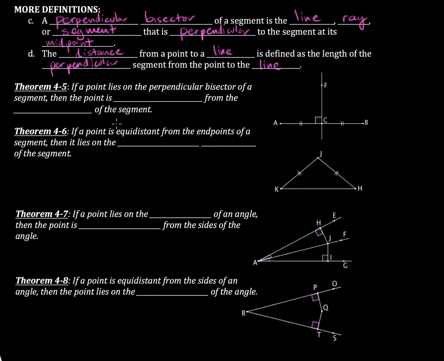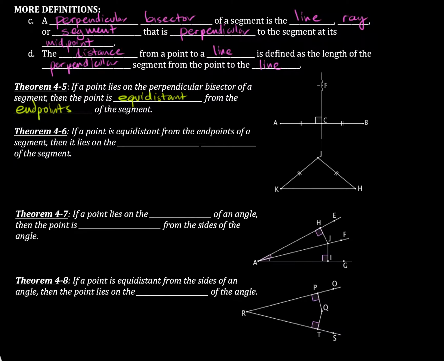Now, Theorem 4-5 says that if a point lies on the perpendicular bisector of a segment, then the point is equidistant from the endpoints of that segment. Equidistant means the same distance away from. So what does this mean about our picture?